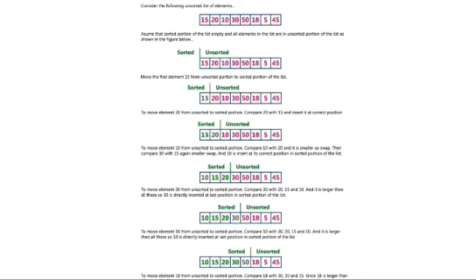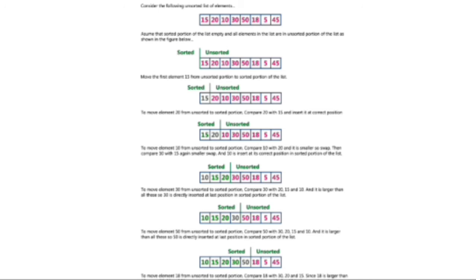Now we are comparing 20 with 15. 20 is greater than 15, so there is no need to move it, and 15 and 20 are sorted. Now we compare with the next element, 10. 10 is less than 20, so 20 is shifted to the right position. Now 10, 15, 20 get sorted.